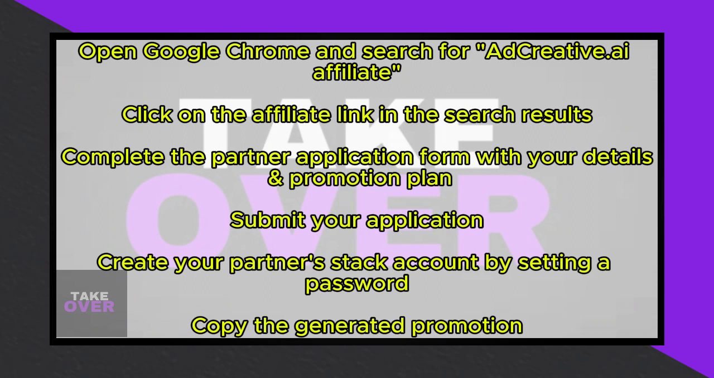Next, create your partner's Stack account by setting a password and clicking on the Create Account button. Remember, it may take a few minutes to receive the email confirmation, so be patient. Once verified, copy the generated link for promotion. You can share this link across various platforms such as email, Instagram, Facebook, WhatsApp, and other social media channels to maximize your promotion efforts.